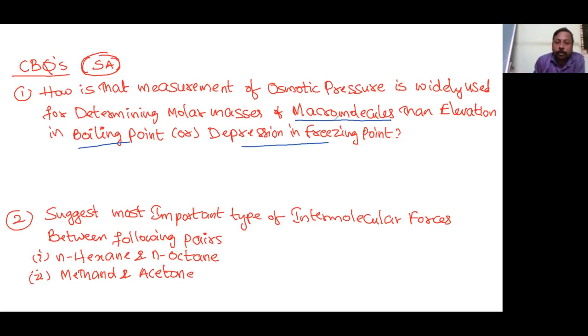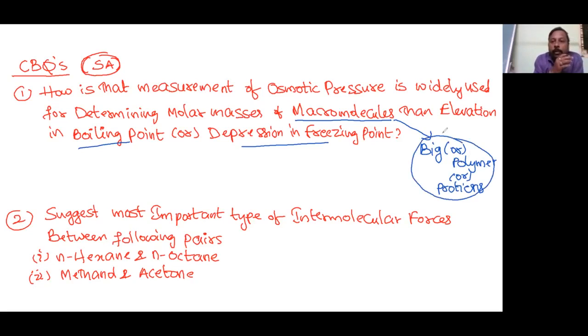First of all, you should know the meaning of macromolecule. Macro means big or huge molecule. So they may use polymers also, or they may use the word protein. Actually, these are all words which emphasize that molecules are big. When molecules are big, then we have a different method to determine their molecular mass.